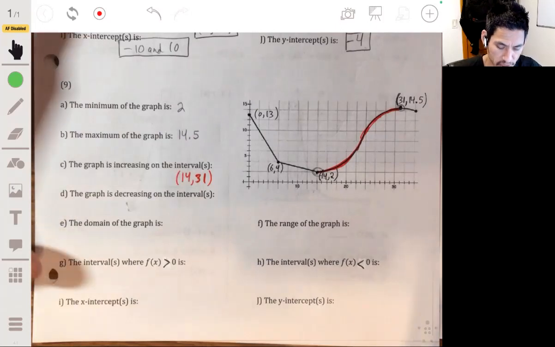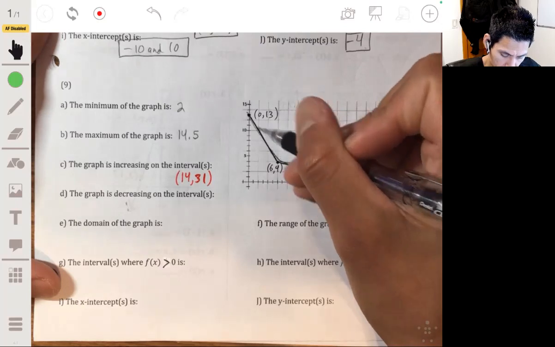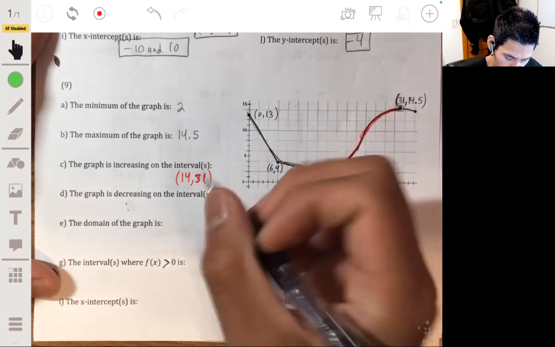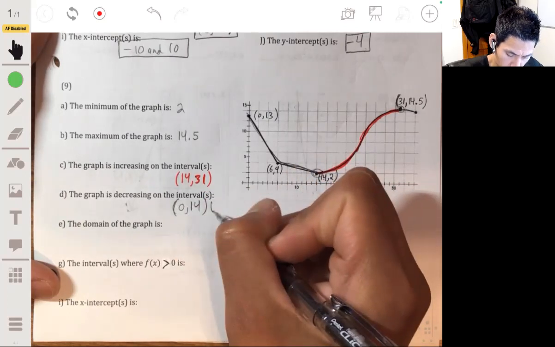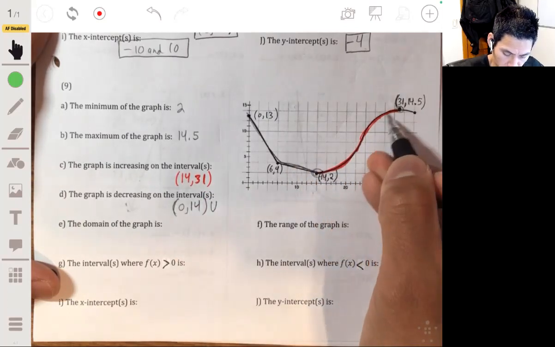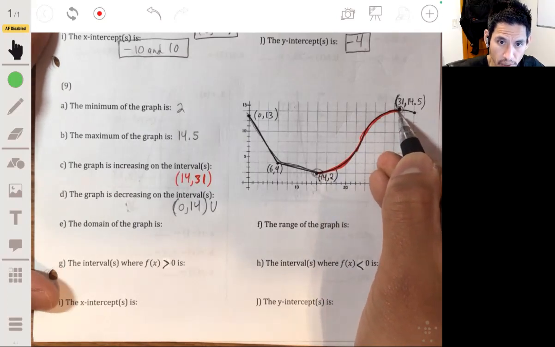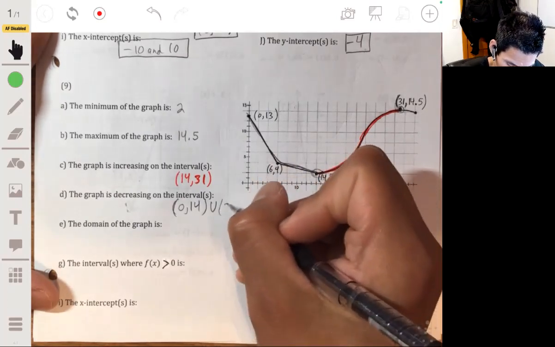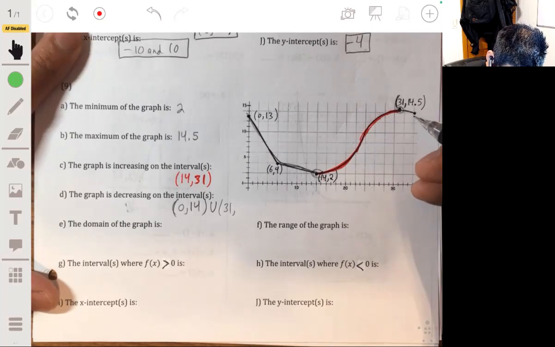Where is it decreasing? Well, it's decreasing before that. It's decreasing on this region here. So from 0 to 14. Then we skip this red region, and we start up again at 31. And we go until the very end here, which will be 34. It will be 34, 14.